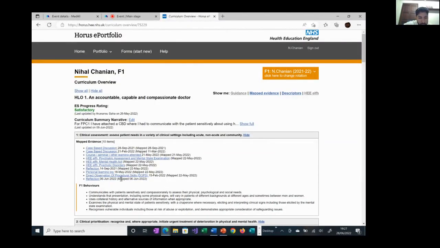So here you can see I've done some things which map to these behaviours. I've got an e-learning for health module which I've completed on the mental health examination. That maps to this one.